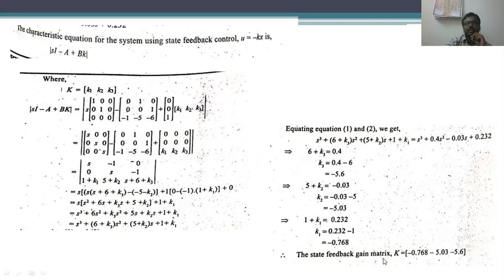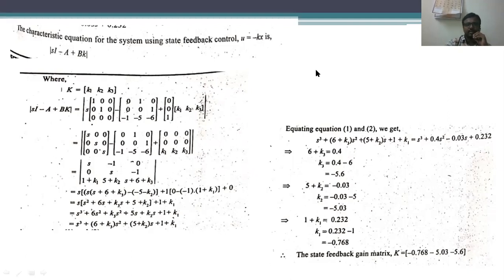In this way we are able to calculate the elements of the state feedback gain. For systems where the order of the matrix is 3 or more than 3, just blindly go with method 2.